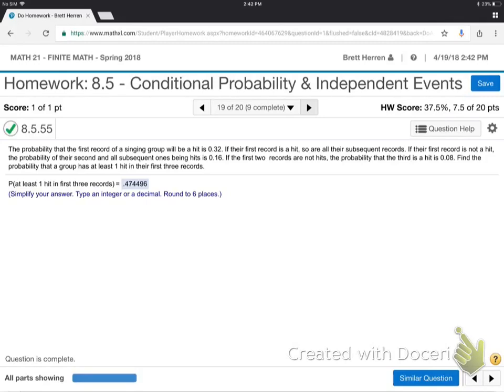All right. The probability that the first record of a singing group will be a hit is 0.32. If their first record's a hit, so are all their subsequent records. If their first record is not a hit, the probability that their second and all subsequent will be a hit is 0.16. If the first two are not hits, the probability that the third is a hit is getting pretty low, 0.08. Find the probability that at least one hit in their first three records.